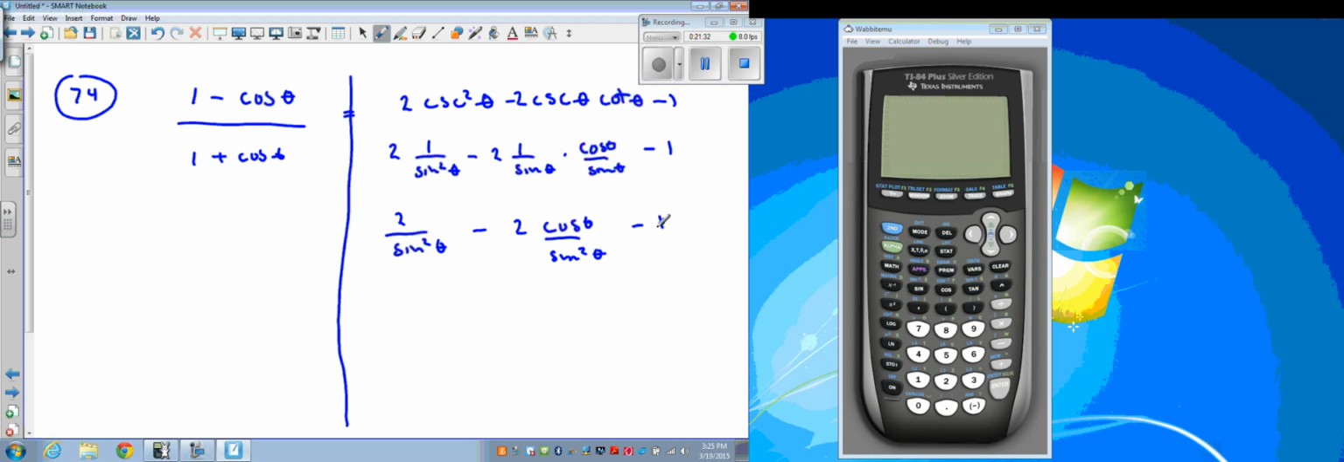Oh, you just multiply. Oh, okay. I multiplied the 2 times the 1. Yeah, 2 times 1 times cosine. And you made the sine squared. And then this sine and that sine is sine squared. Minus.